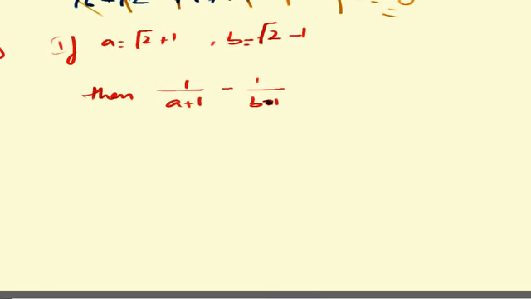Then try to go for the next problem. What is given? A is given as root 2 plus 1. B is given as root 2 minus 1. Then how to solve this problem? Yeah, we will be solving the problem like this. First try to write the problem, what is given.